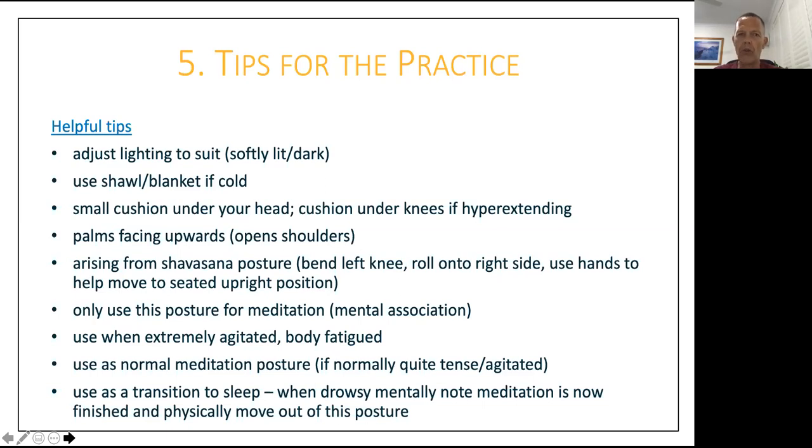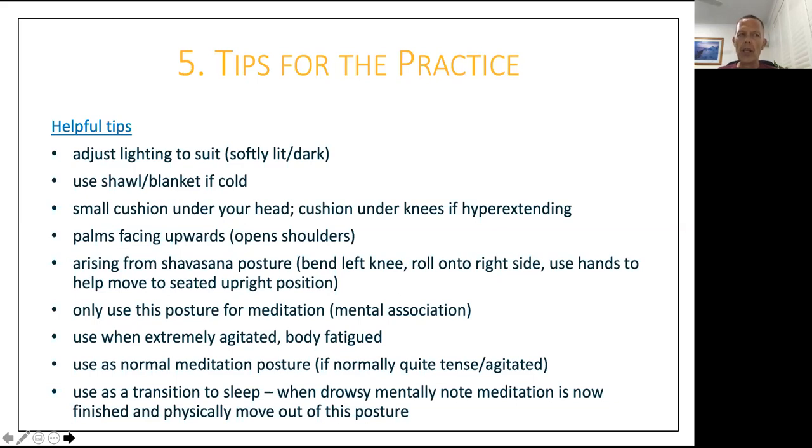And again, if you're in a room where it's a little bit cold, you might like to put a shawl or blanket over the body. As I mentioned earlier, have a little cushion under your head, not too big a cushion because that will tilt the neck a little too much. And you can put a cushion under the knees if they're hyperextending, so you can have the knees a little bit bent. When you have your arms to the side, away from the body, palms facing upwards, that helps to keep the shoulders open as well. And as I just mentioned, how to get up from the Shavasana posture.